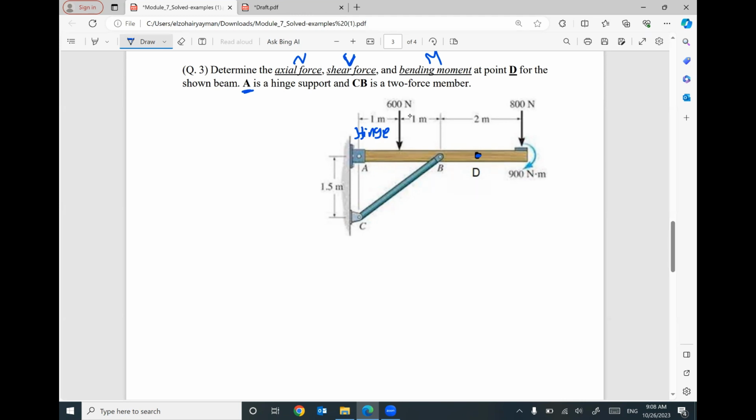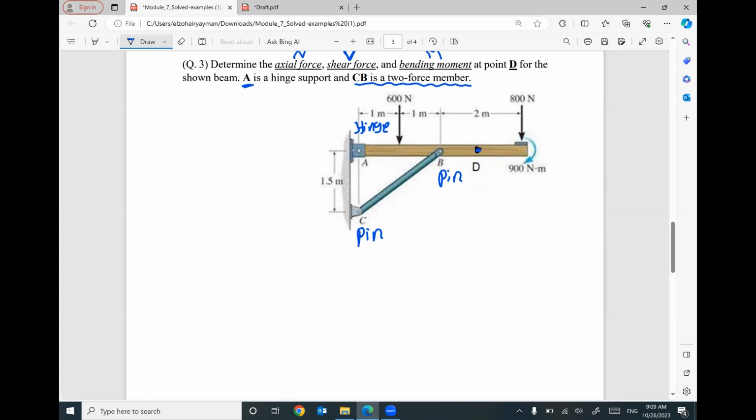That's fine. We have 2 reactions. And we are given a new member here called the CB. This member is called a 2-force member. This member is special. This member has 2 ends, C and B. C is a pin. B is another pin connected to the beam.